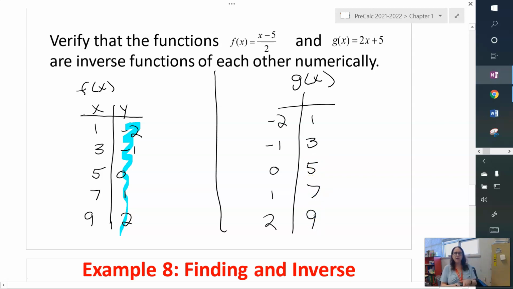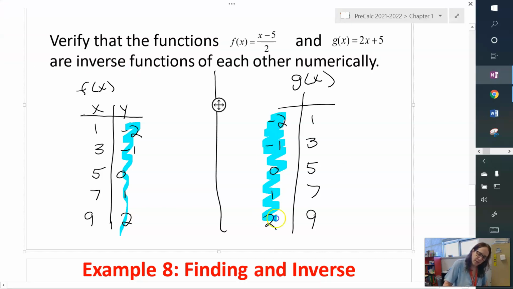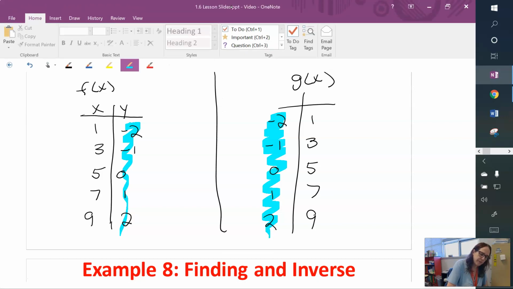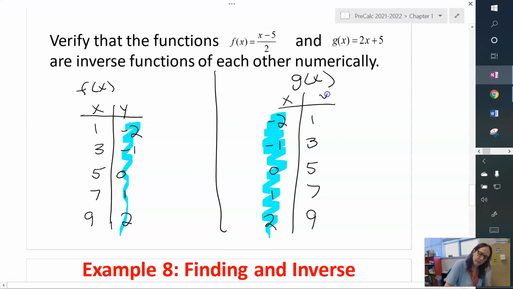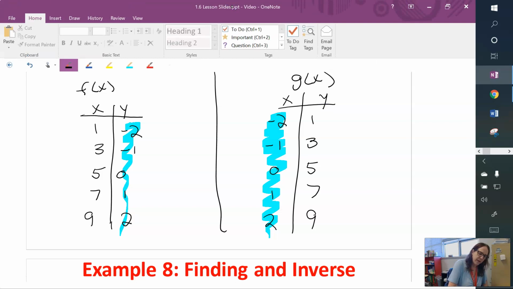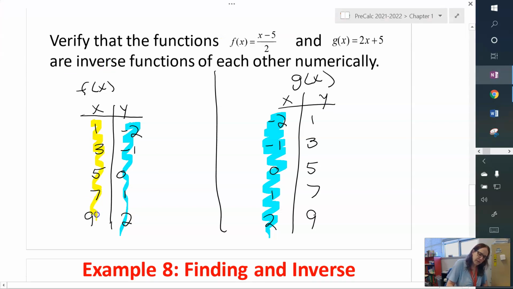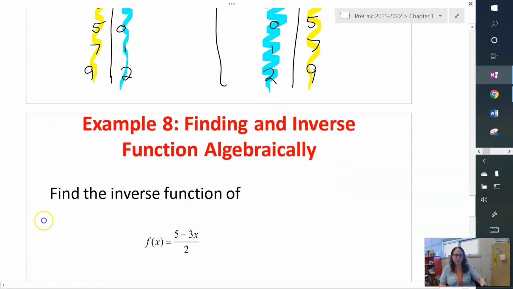So now when I compare my tables, I can see that the y's are matching the x's, and then look at my original x's. They should match the new y's, and they do. So now I have verified that those two are inverses numerically.